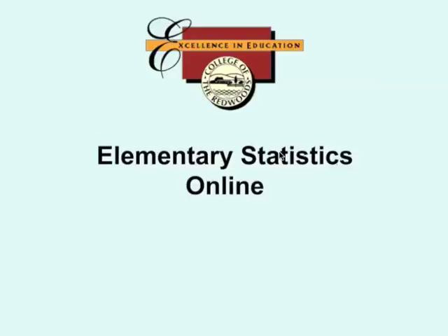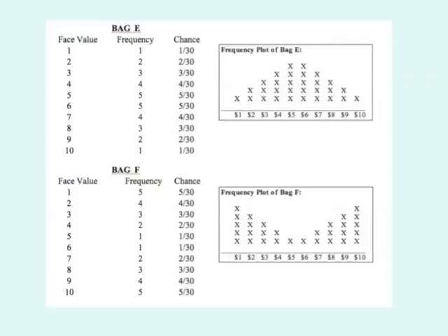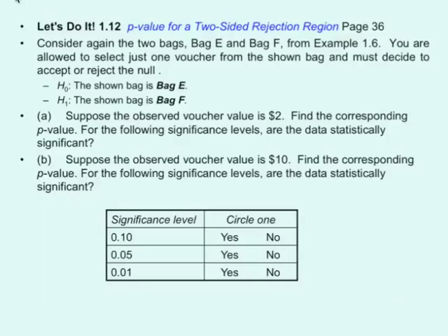Welcome to LDI 112. In this LDI, we're going to go back and take a look at example 1.6 one more time, but this time we're going to take a look at it with respect to the p-value. Just as a quick reminder, this is a two-sided rejection region. Hopefully you remember that from when we did example 1.6. Why? Because the majority of the stuff in the alternate is both on the left and on the right. Okay, so let's get right into this.